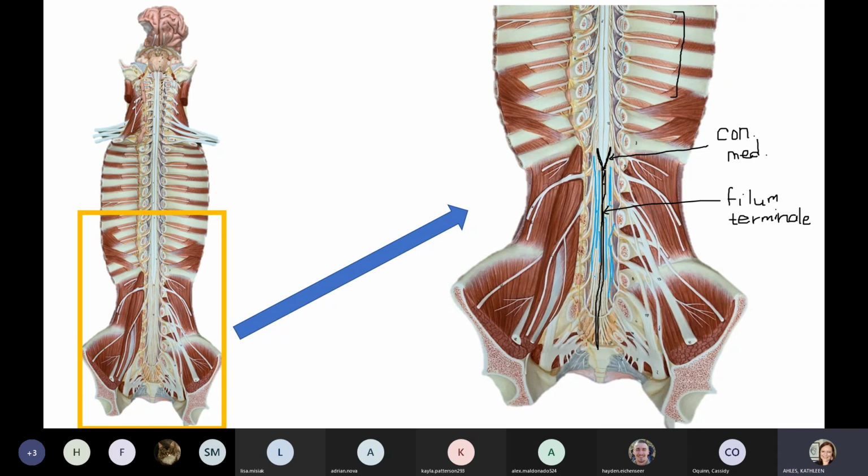So all of these nerves that I'm drawing here in blue, all of those are called the cauda equina. Cauda equina, that literally means horse's tail. The cauda equina is the group of nerves that travels down the rest of the vertebral column that helps us get messages out of the spinal column, even lower than the spinal cord itself goes.